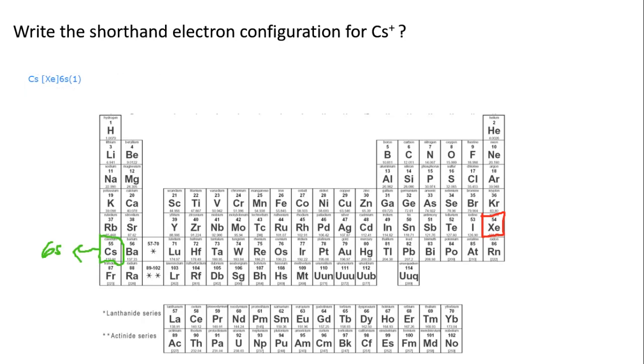Now to write the electron configuration of cesium plus, we remove from the highest orbital, which is the 6s, so we just get xenon. So cesium is paramagnetic. However, cesium plus is diamagnetic. So you can change its magnetic properties.